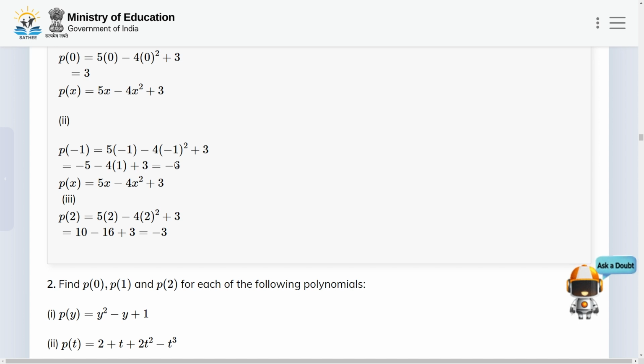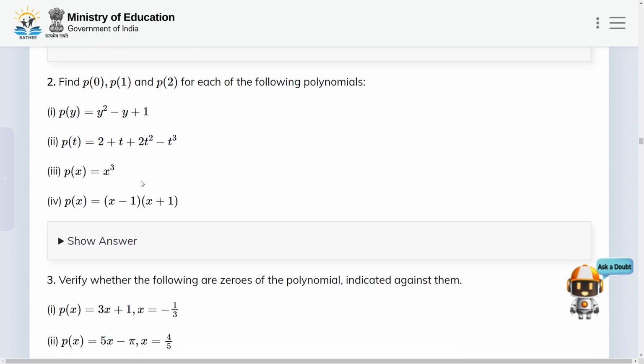Okay, so now let us move to the next problem. So in the next problem, here we have to find p of 0, p of 1 and p of 2 for each of the following polynomials. Okay, so the first polynomial here is p of y is equal to y square minus y plus 1. So for this polynomial, we need to find p of 0, p of 1 and p of 2. And the second polynomial is p of t is equal to 2 plus t plus 2t square minus t cube. Okay, so here we need to find p of 0, p of 1 and p of 2.